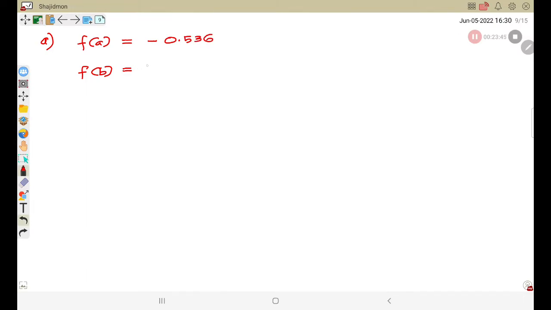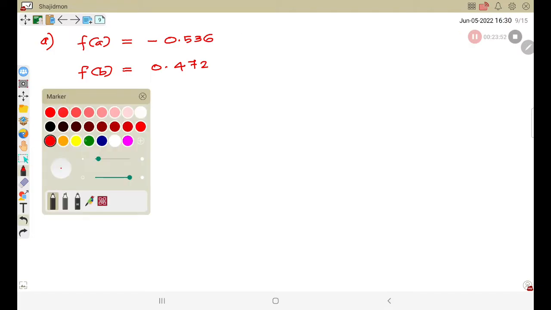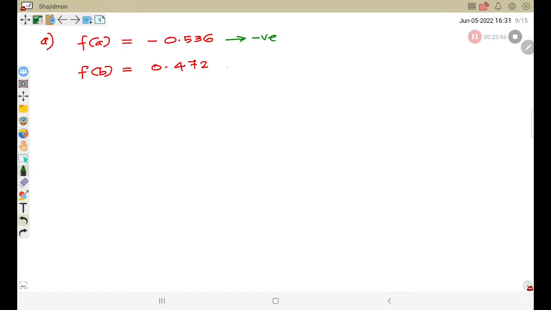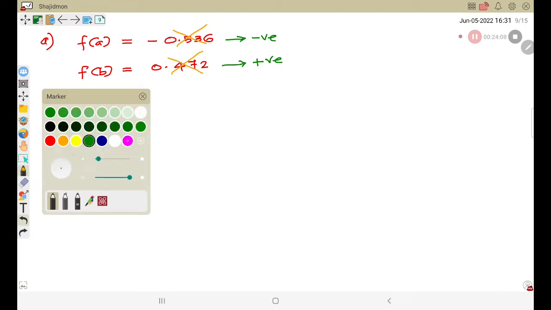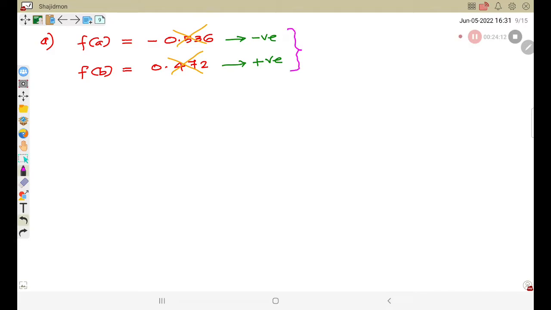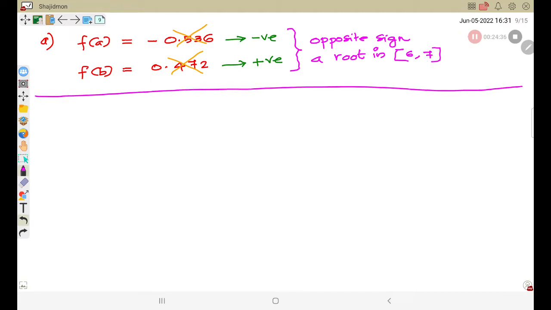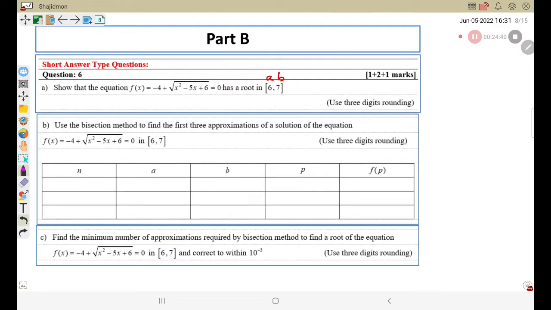And second one, f of b, when you substitute 7, you will get 0.472. Okay, what is the meaning? The first number is negative, the second number is positive, correct? F of a is negative, f of b is positive. Keep in mind there is no importance to this number, we are only checking positive or negative. So the first number is negative, the second is positive. We are getting opposite signs. If you get opposite signs, there is a root in the interval 6 and 7, a and b. So this is the first part of the question. There is a root in between the numbers a and b, that means 6 and 7. I hope you understood.